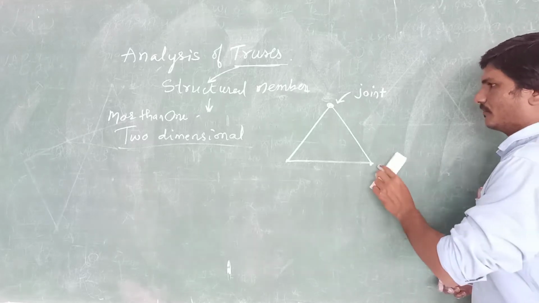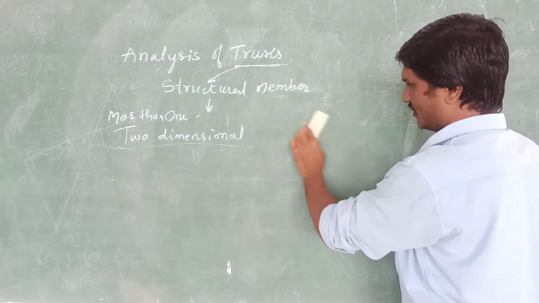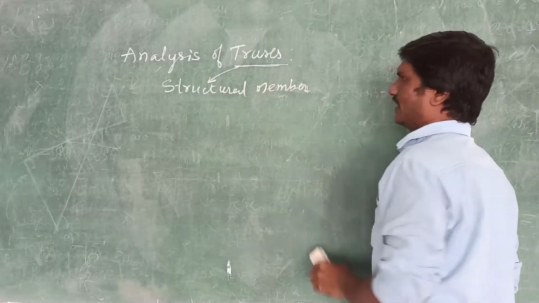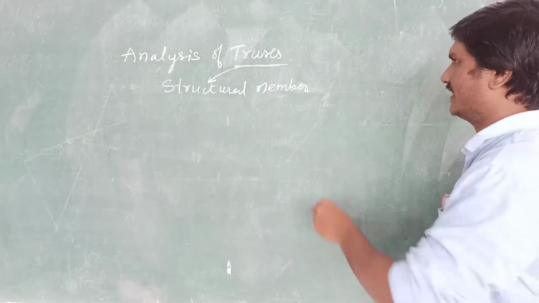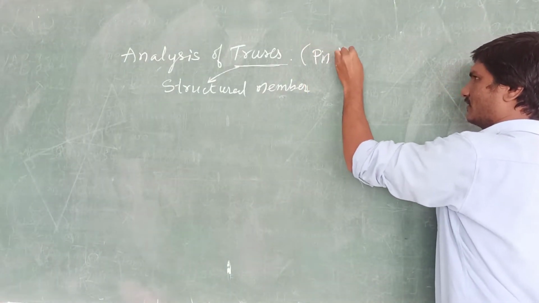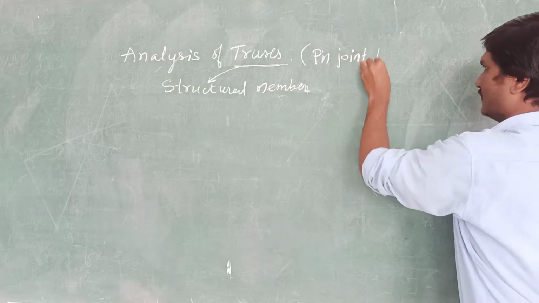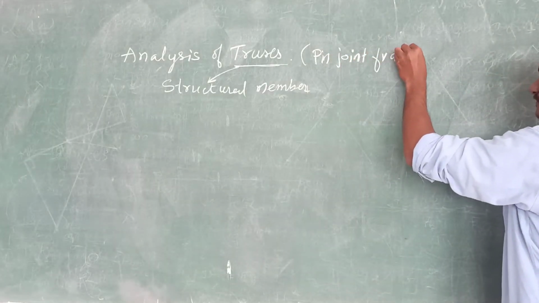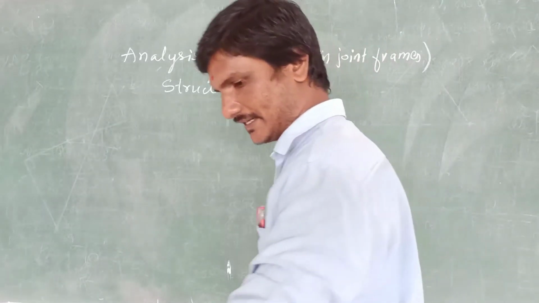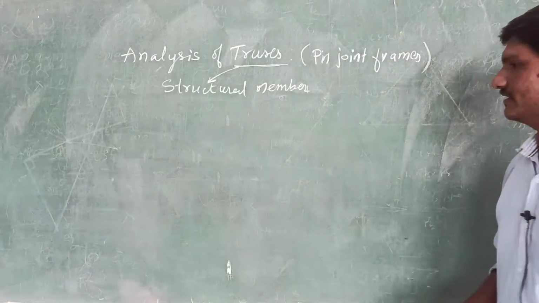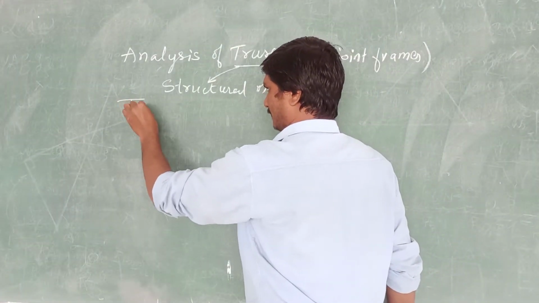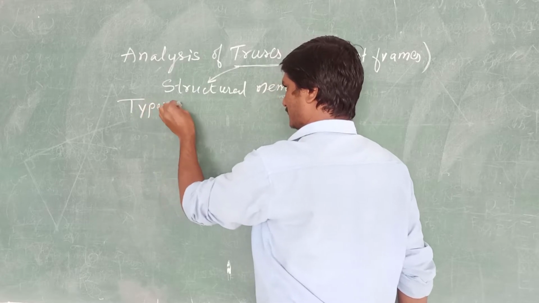Now we'll go for the classification or types of frames or trusses. Another name for trusses is pin jointed frames. There is an alternative name for a truss, pin joint frames. Now we'll go for the types of frames.